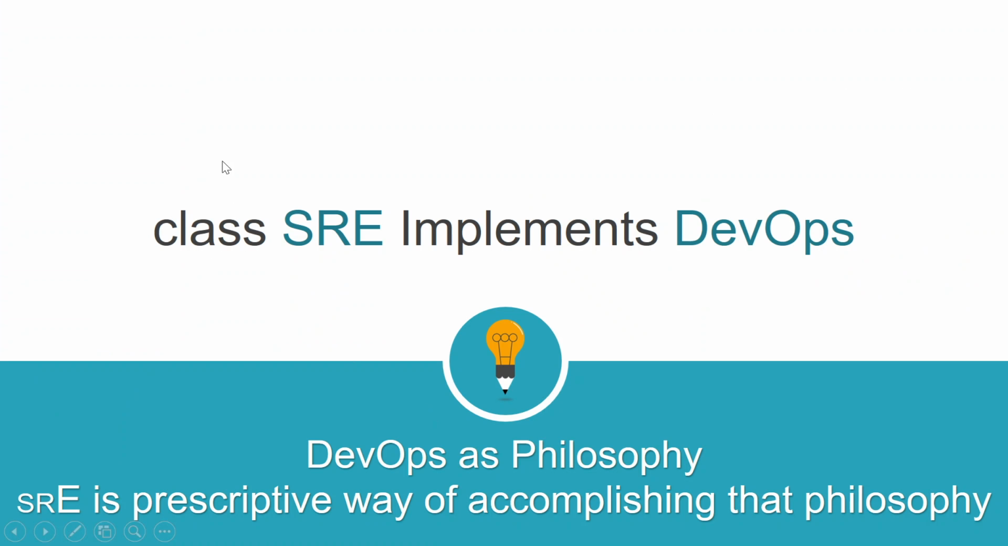Okay, for the Google style, class SRE implements DevOps. It means these are all things DevOps can also do. So what is the main difference between SRE and DevOps? If DevOps is a philosophy and SRE is a prescriptive way of accomplishing that philosophy, I think this line clears up how class SRE implements DevOps. If DevOps is an ocean, SRE is how to structure that, how to implement it, to make the best product.